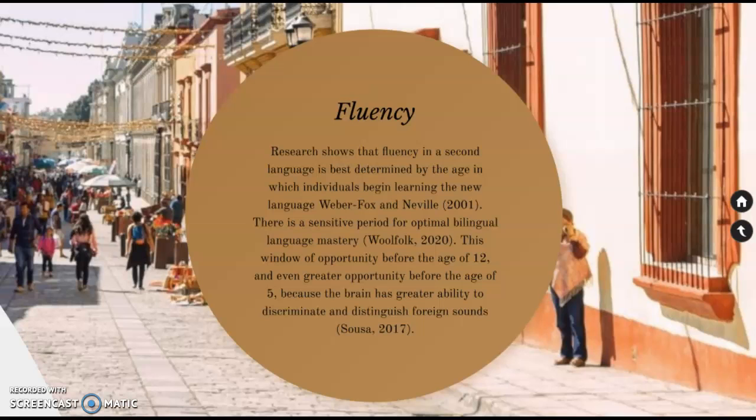As I mentioned, the early bilingualists learned a second language before the age of 5, and this is an optimal period for language mastery. There is still a window of opportunity before the age of 12, but the earlier the individual begins to learn the language, the better opportunity that they have for mastery.